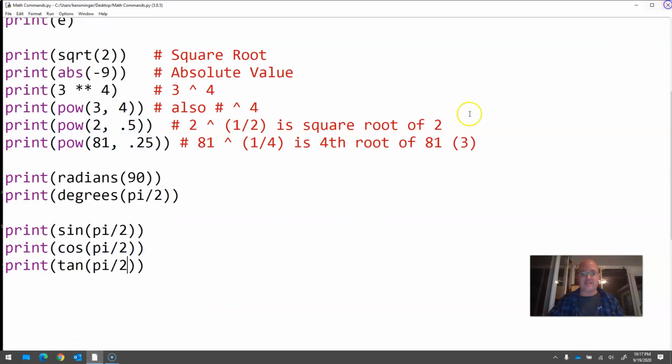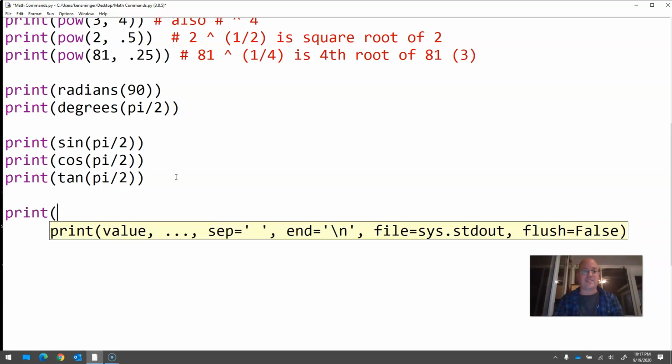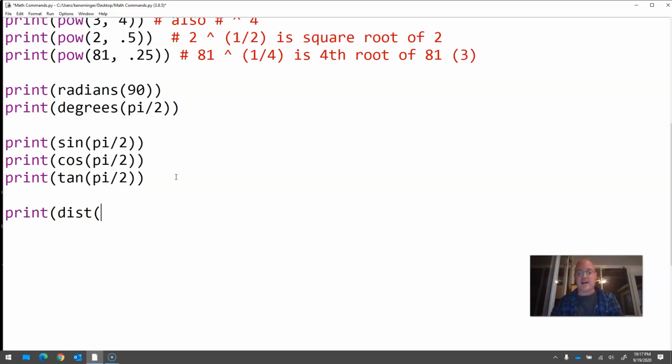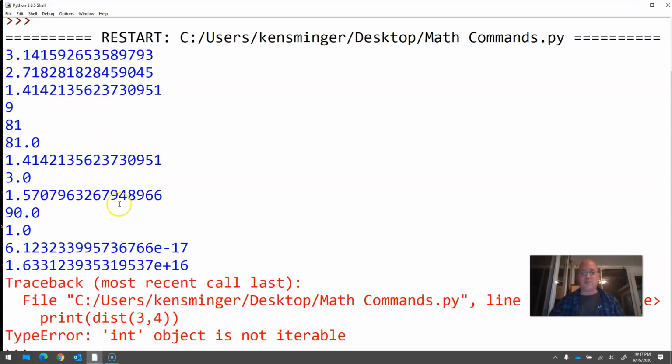All right, so let's get back into some of the more mundane, easy things. What about the distance between two things? If I say print dist, let's say 3, 4. Oh, what is that? The int object is not iterable. That's a crazy little command, a crazy little error. What happened there? Happy mistake.